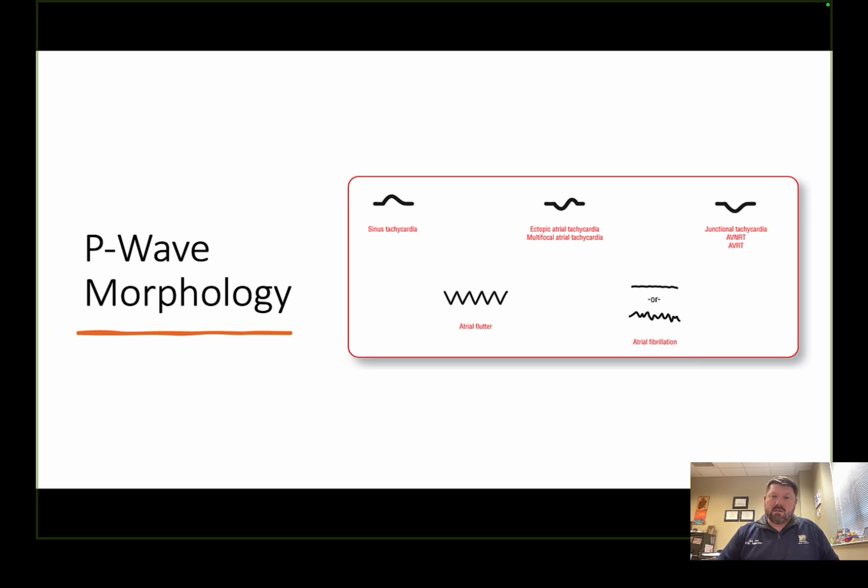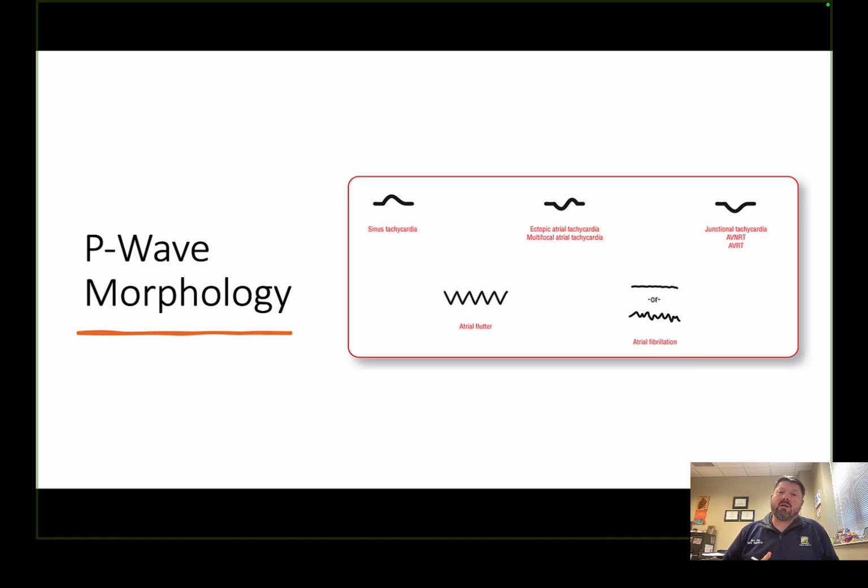Your P waves. So a lot of times when it's going so fast, it's really hard to distinguish P waves, but an upright or positive P wave in leads 1, 2, AVF, and V1 with an inverted or negative P wave in AVR means that the origin of the tachycardia must be in the sinus node or the atrial tissue around the SA node. P waves are most prominent in leads 2 and V1.